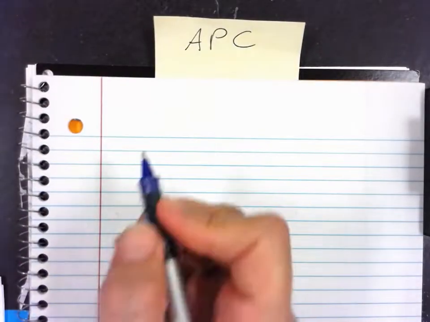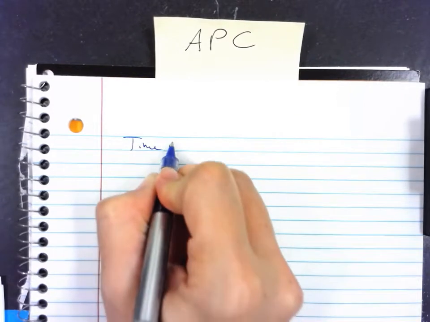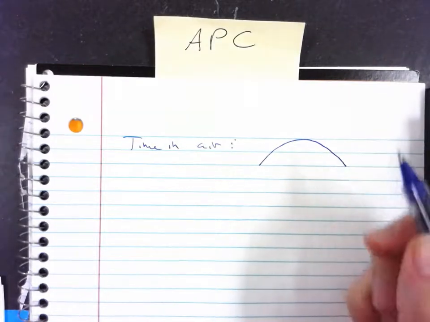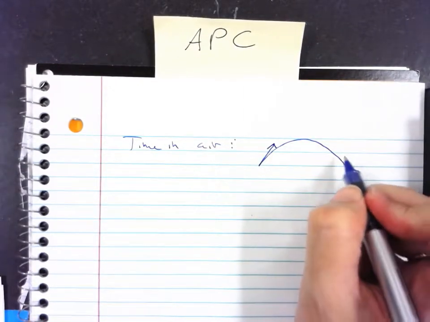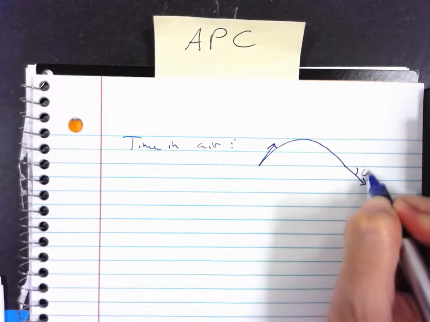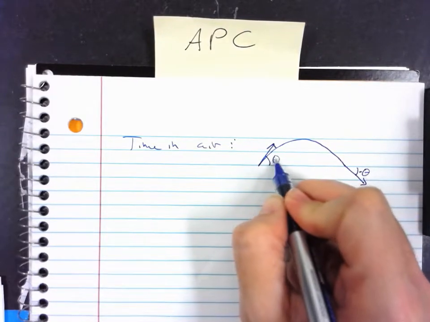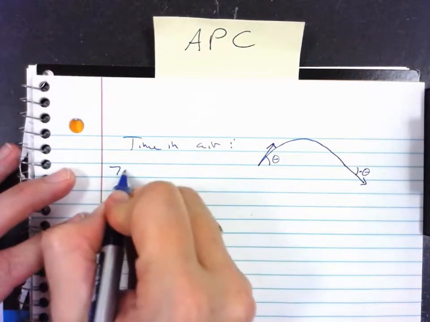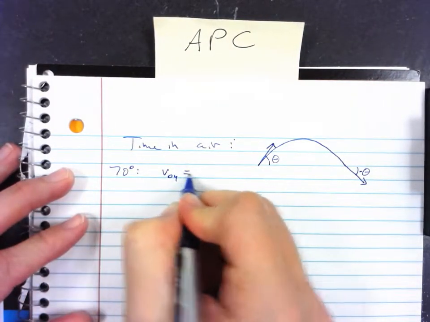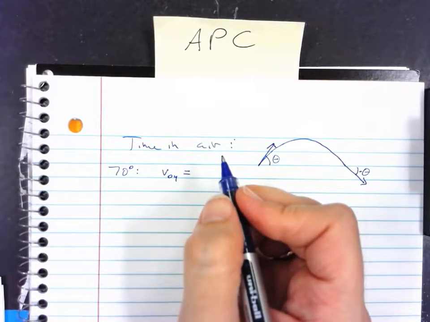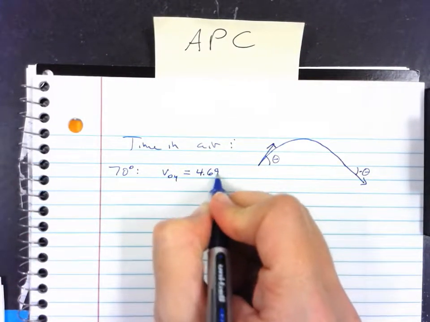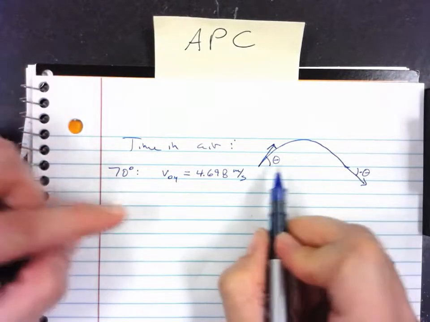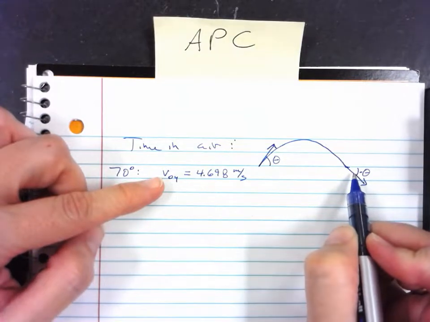So the other way to find the time in the air. Remember that when it goes up and comes down, whatever this velocity is matches this velocity, but below the horizontal, as opposed to above the horizontal. So if I go back to the previous problem, for 70 degrees, V0y was 4.698 meters per second. So when this lands, it has the same vertical velocity because it's recovered the same speed.